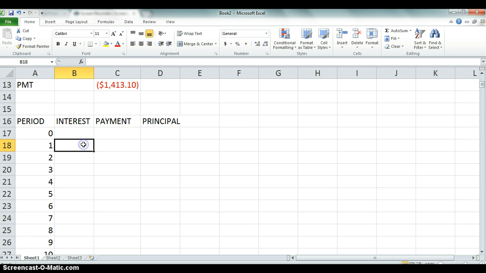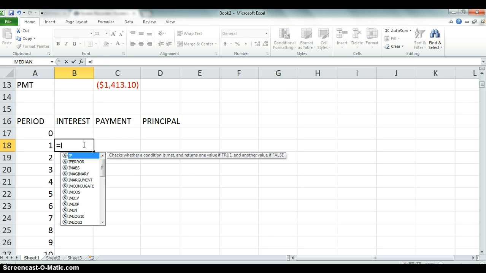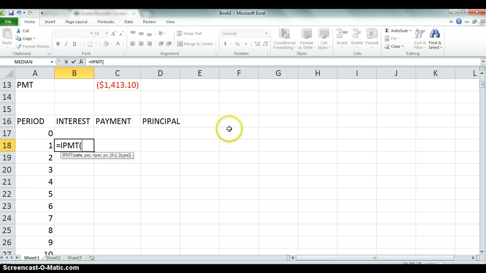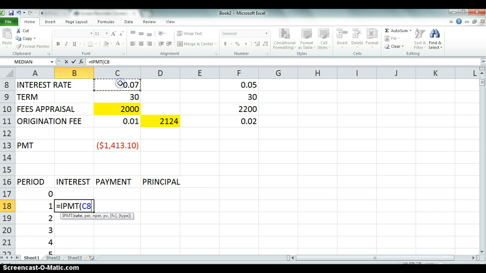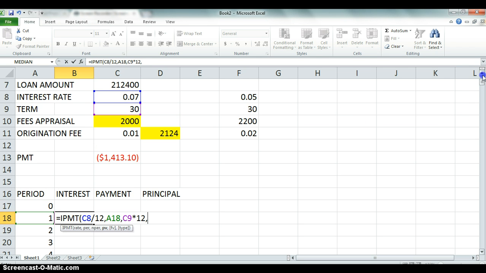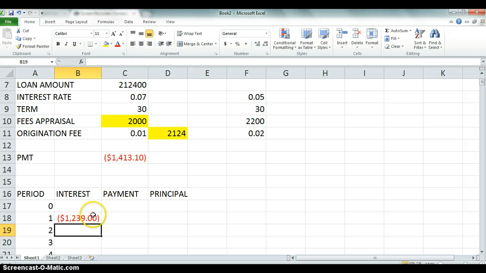So for the interest, in period 1 we're going to do equal IPMT, parentheses. The rate in the first case will obviously be 7% divided by 12. The period will be 1. The number of periods will be 30 times 12. And the present value will be equal to the loan amount that we have already calculated. We're going to secure these terms so we can use them all along, except for the period, obviously, because that's going to keep changing according to the month. Then we're just going to drag it down.